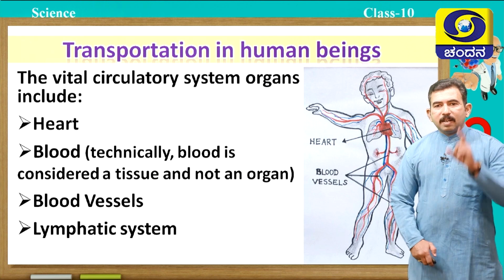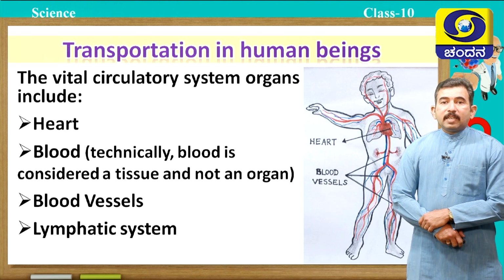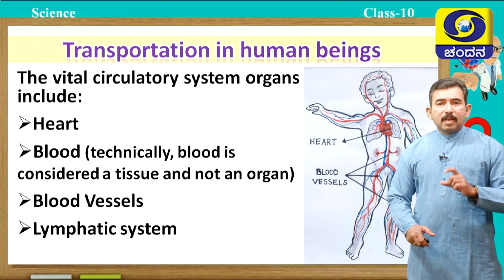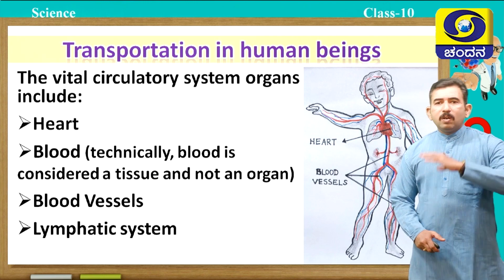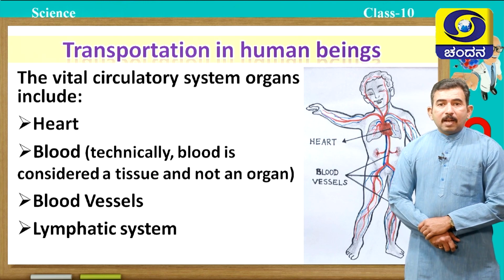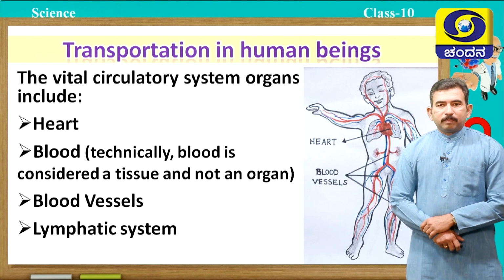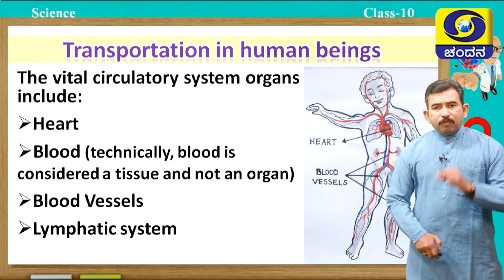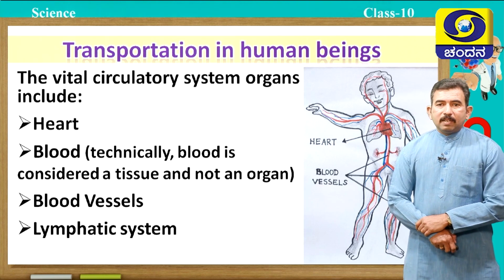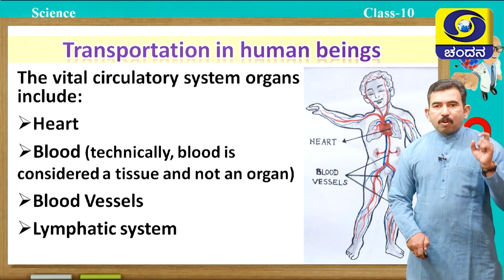Students, the heart is the main pumping organ in our circulatory system. Blood carries substances like oxygen, hormones, etc. from one part of the body to other parts of the body. And blood vessels are tube-like structures through which blood flows. And the lymphatic system mainly consists of a fluid called lymph, which flows through lymphatic capillaries and also plays a very essential role in transportation. Now let us study the structure of the heart.